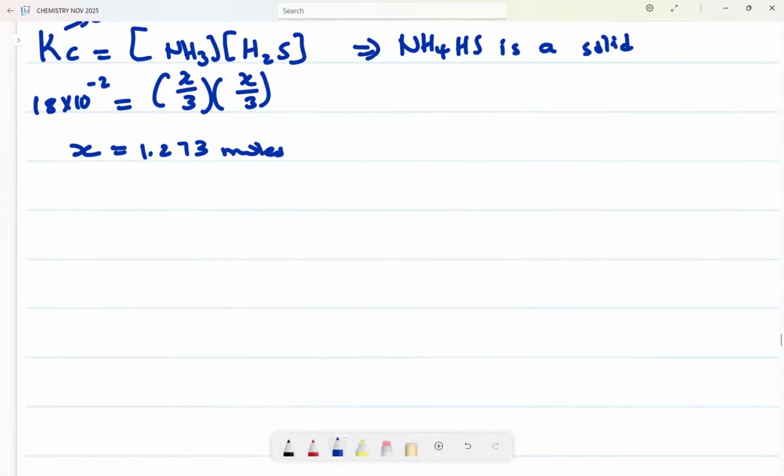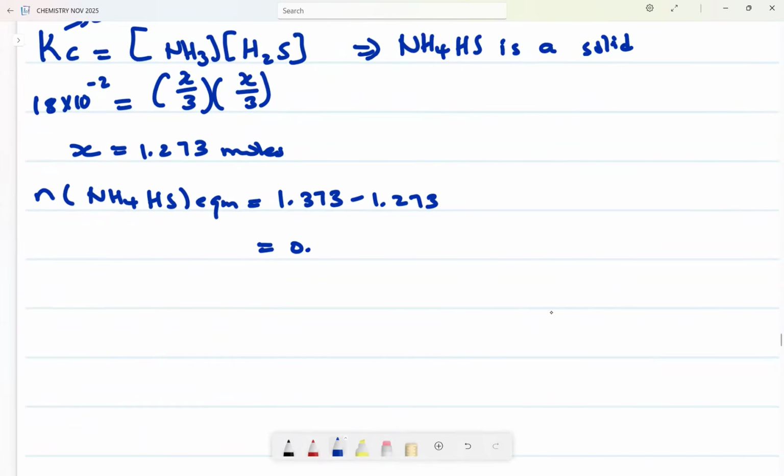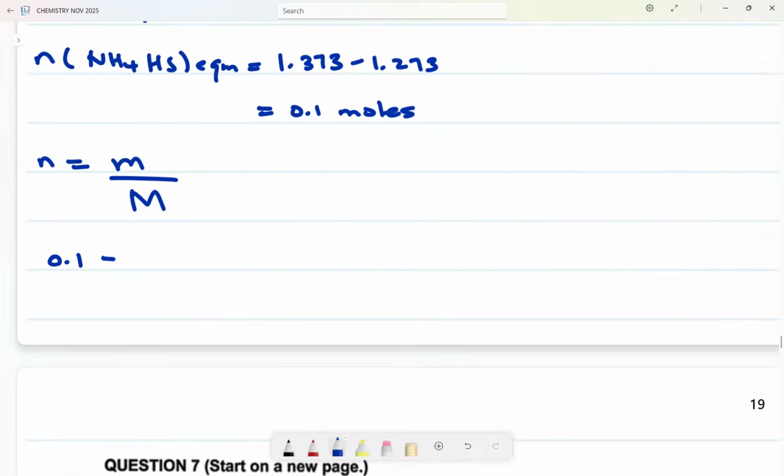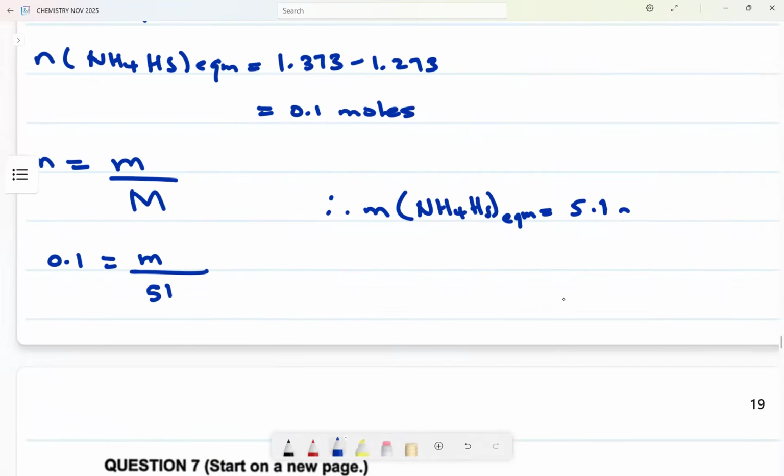Now that I have this, I can say the number of moles of NH4HS in equilibrium is 1.373 minus 1.273, which is just 0.1 moles. Then I'll say, therefore, number of moles is equal to mass over molar mass. The number of moles is 0.1, the mass is unknown, and the molar mass is still 51. Therefore, the mass of NH4HS at equilibrium is going to be 5.1 grams.